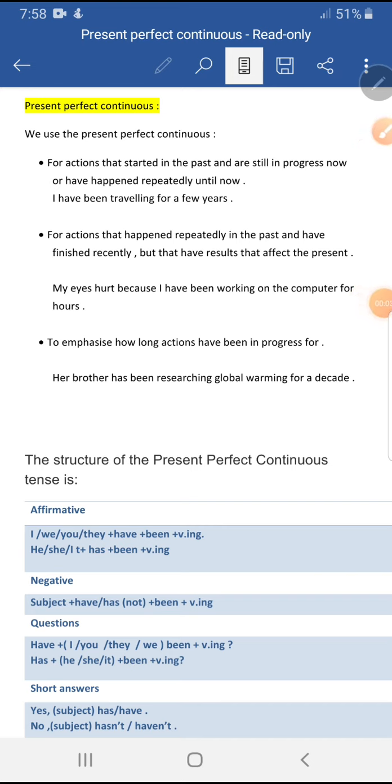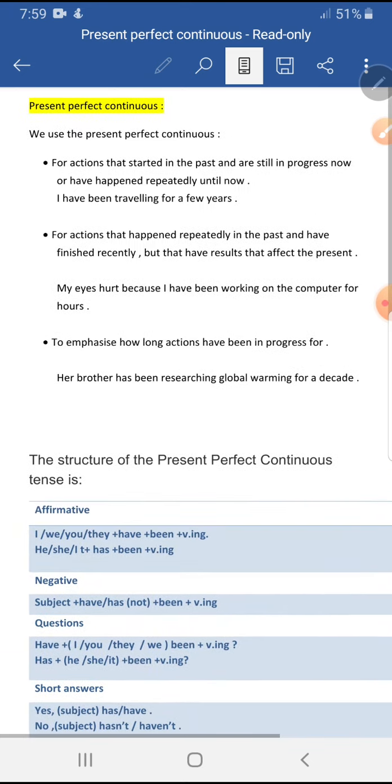Today we are going to take the present perfect continuous, اللي هو المضارع التام المستمر. In this lesson, I'm going to show you how to form the present perfect continuous and when to use it. Let's start with when to use the present perfect continuous. For actions that started in the past and are still in progress now, or have happened repeatedly until now.